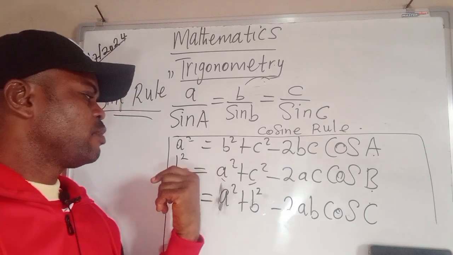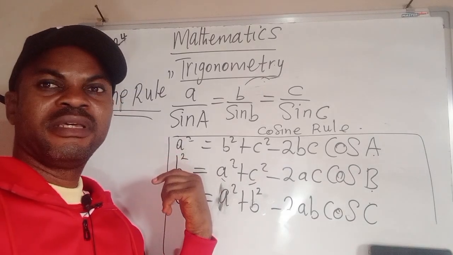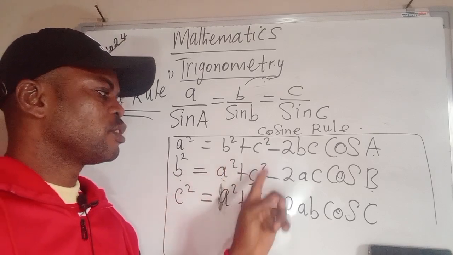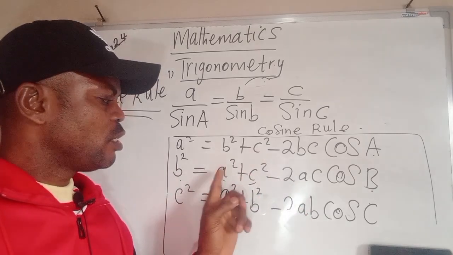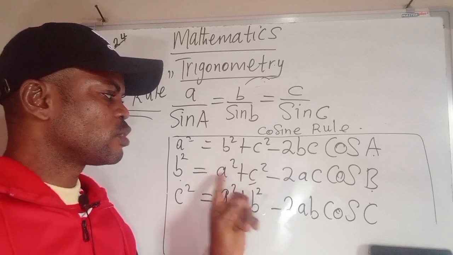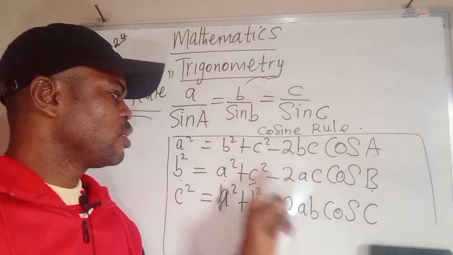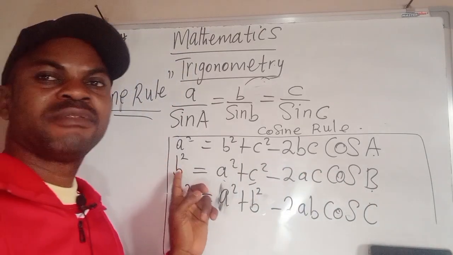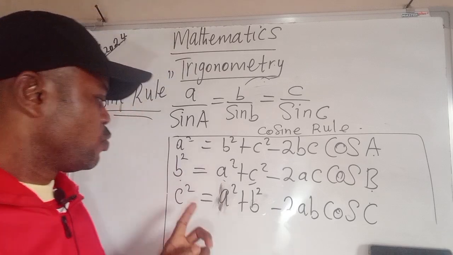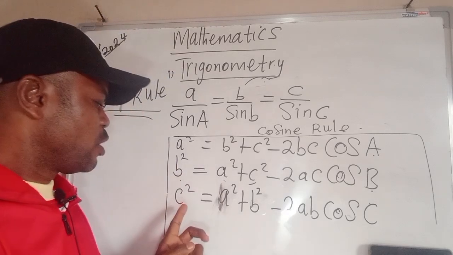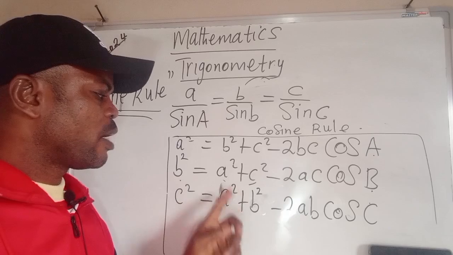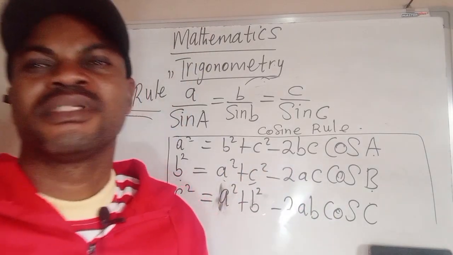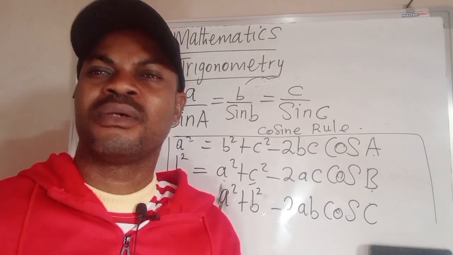Then another formula is B squared. If I start with side B, it's going to be B squared equals to the remaining two sides, A squared plus C squared minus twice of these two sides, which is minus 2AC cos the angle of the side I'm dealing with. Then also you have C squared equal to A squared plus B squared minus 2AB cos C. That is what we call the cosine rule.